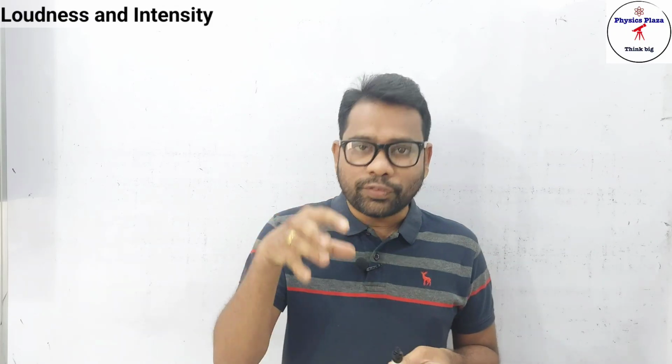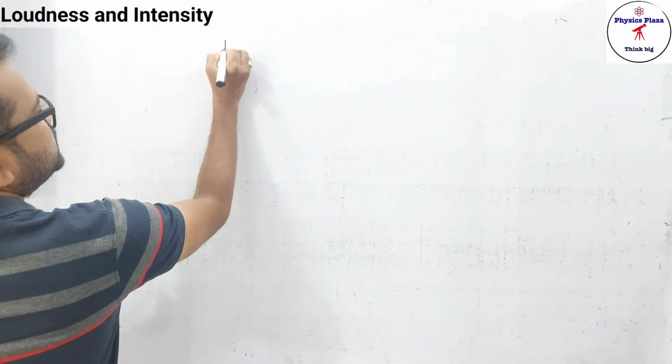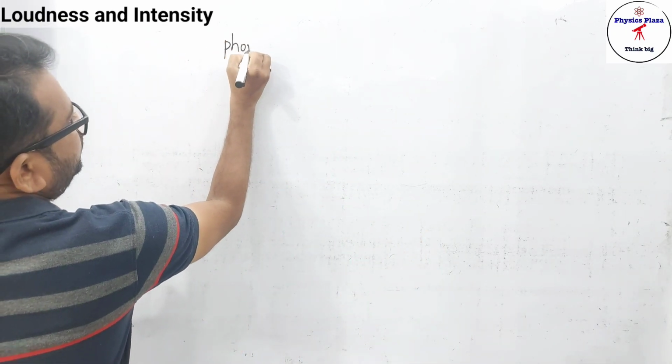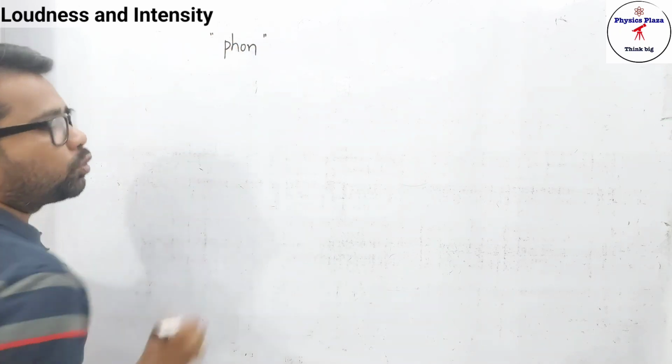Suppose two sounds are produced which have the same pitch and the same quality. Then how are they distinguished? They are distinguished by a characteristic called loudness. Loudness is a characteristic of a sound by virtue of which a loud sound can be distinguished from a faint one if both sound waves have the same pitch and quality. Loudness of a sound is measured in phon, so phon is the unit of loudness.